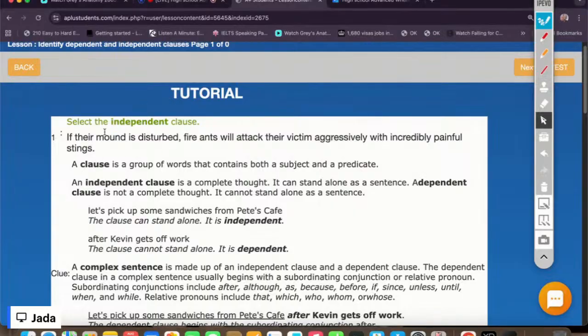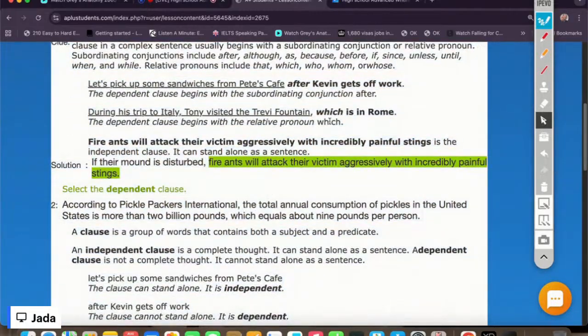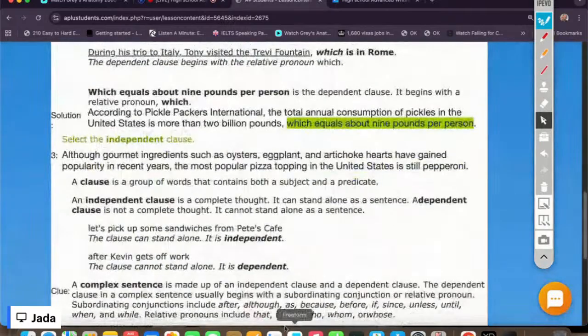So let's look at some examples. Select the independent clause. If their nest is disturbed, fire ants will attack their victim aggressively with an incredibly painful sting. So if over here is what? The dependent clause. So from fire ants will is what? The independent clause, because remember that they can stand alone. Okay?